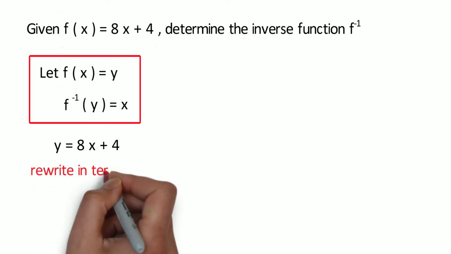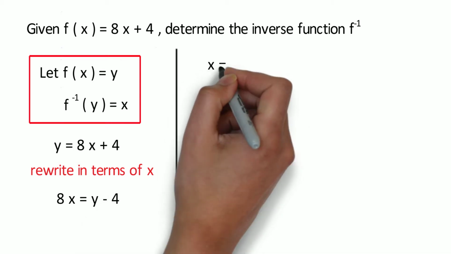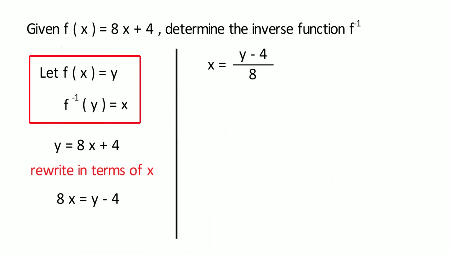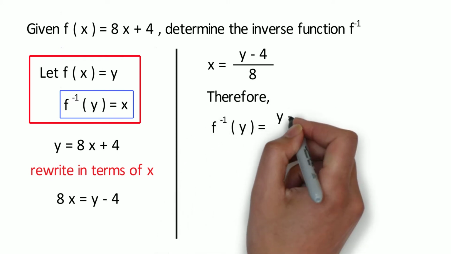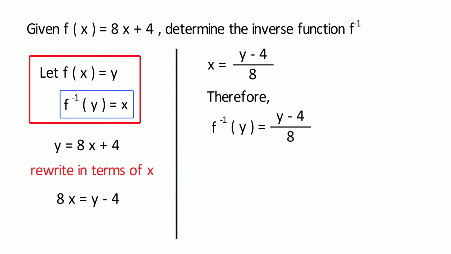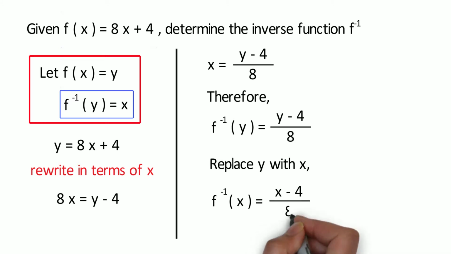Now rewrite the equation in terms of x. So we get 8x equals y minus 4, so x equals (y minus 4) over 8. Now we already know that f inverse y equals x. Therefore, f inverse y equals (y minus 4) over 8. So replace y with x and we get f inverse x equals (x minus 4) over 8.